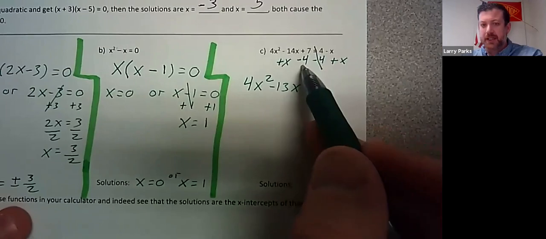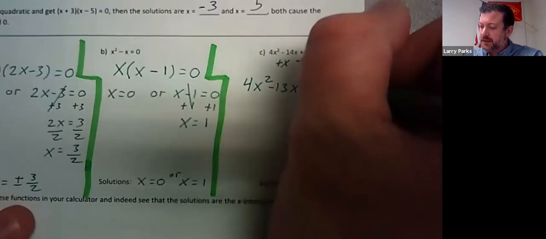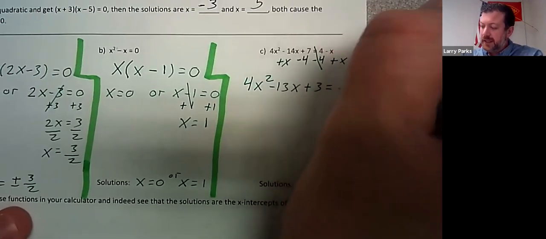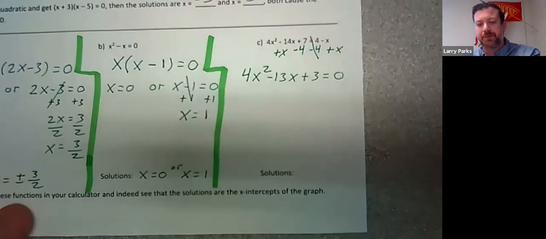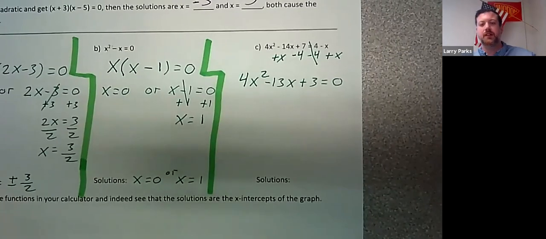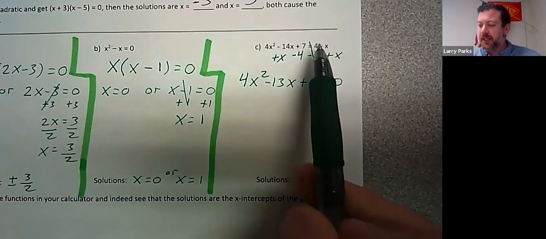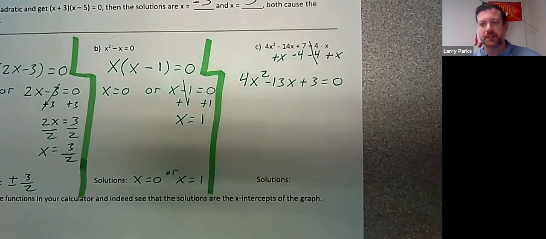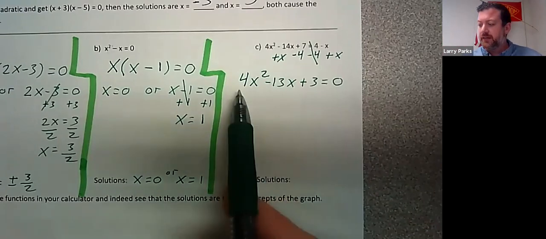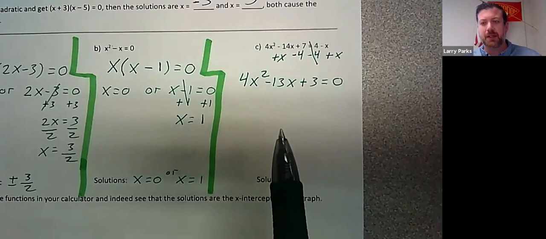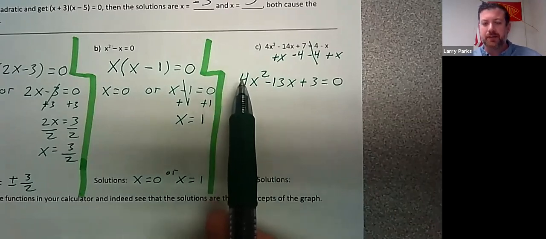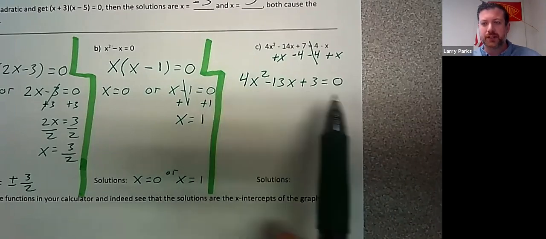And then 7 minus 4 would be 3. And nothing's left over there, so I put 0. So all I did was I subtracted 4, added x to both sides to get nothing over there. Now from there, I'm going to factor. I look for GCF. 4, 13, 3 are all relatively prime. A is not 1. We have a quadratic trinomial, 3 terms.